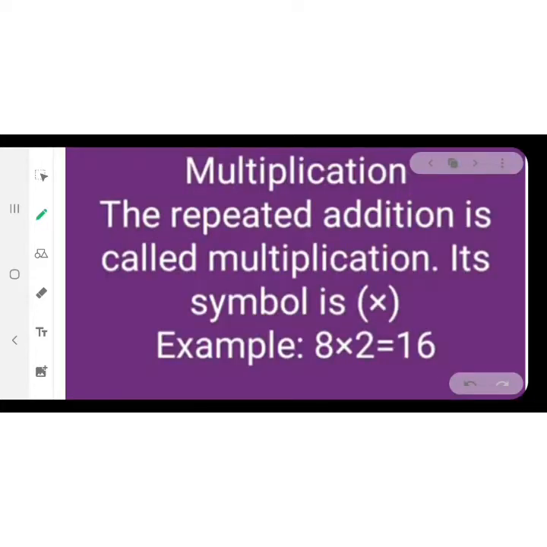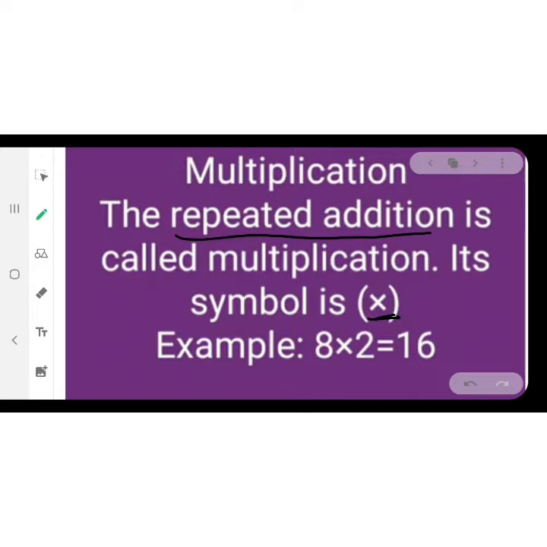First, we should know what is multiplication. So see the definition. Multiplication is the repeated addition, and the symbol for multiplication is cross. So in simple terms we can say multiplication is repeated addition. That means whatever the number is given, how many times it is given, that is to be added and we get the same answer.